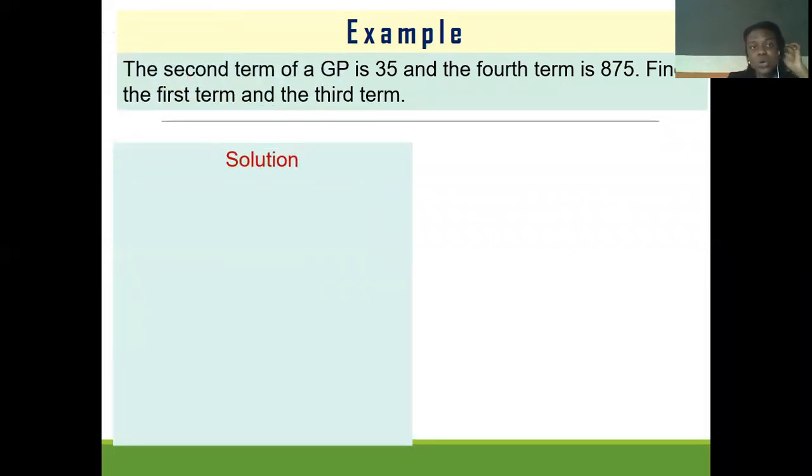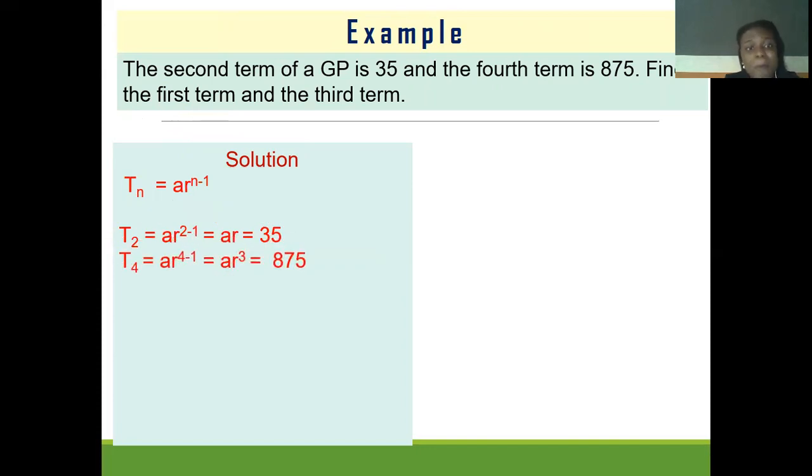Okay, so T of n is AR raised to the power n minus 1. So T2 is 35. So T2 is AR raised to the power 2 minus 1, which is AR. So AR is 35. Then T4 is AR raised to the power 4 minus 1. That's AR cubed, and that is 875.